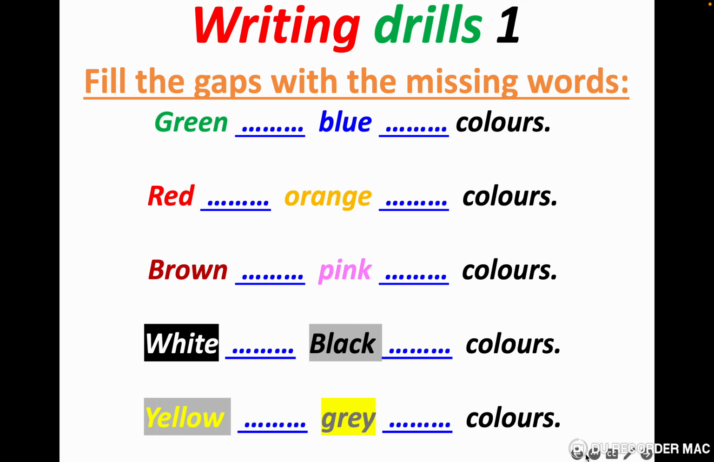So here we have two. We have green, blue, colors. Red, orange, colors. Brown, pink, colors. So you need the verb to be, but in the plural form. And we need a word that is between green and blue. So what word do we need between these two colors? Let's go to the next slide.